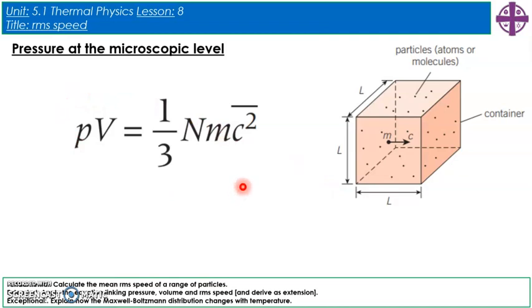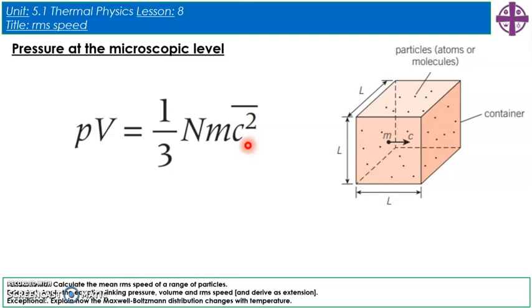The equation that uses this further is looking at pressure at a microscopic level, and this is the equation. You must practice this one. There will be some questions in the quiz for this week. And it is pressure times volume equals a third times N, which is the number of molecules, m, which is the mass of a single molecule, not the mass of all molecules, times the mean squared speed. So this value here, this is the square of the root mean squared speed.